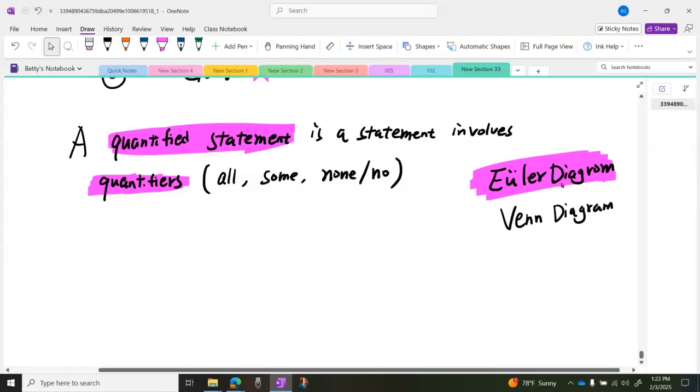Okay, Euler, the pronunciation is Euler, not Euler. It's German. Euler diagram. I'm going to give you the 4 types of quantified statement. The first type, all A are B. The corresponding Euler diagram is this.